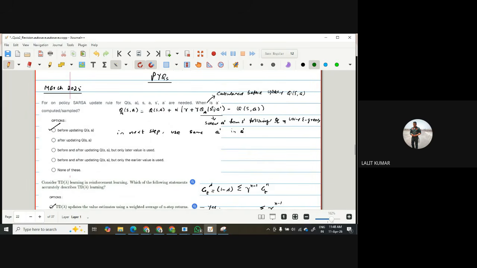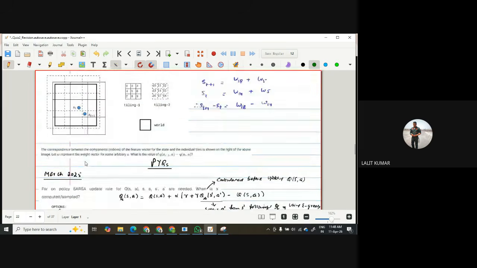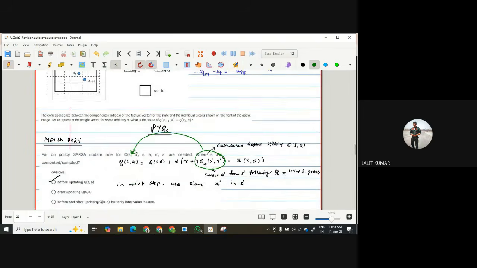So we'll take some. For the on-policy SARSA update rule, S, A, S', A' are needed. When is A' computed? The formula is very, very simple. We fix the A' before updating Q(S,A). So here we are fixing this, and it happens before we update Q(S,A).